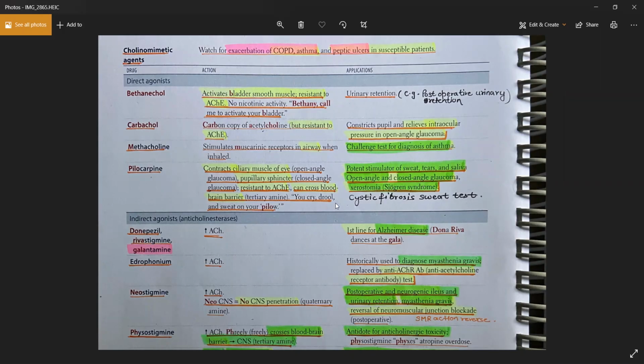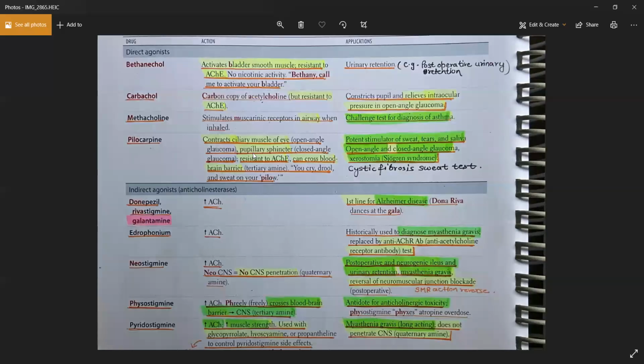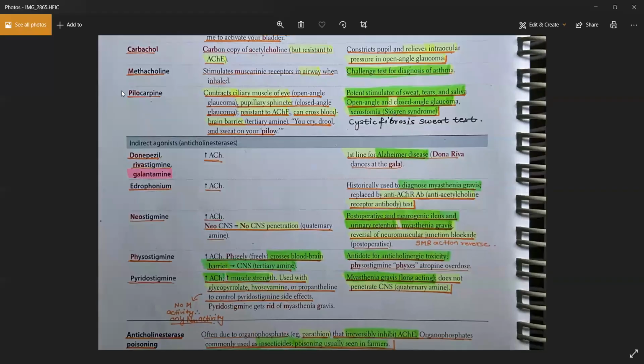So for the diagnosis of cystic fibrosis, for the Sjogren syndrome, and for the glaucoma, to stimulate the sweating, tears, and saliva, you will use the pilocarpine. And this pilocarpine can easily cross the blood-brain barrier. It is important to remember. Pilocarpine can cross the blood-brain barrier, so you can also get neuro side effects.